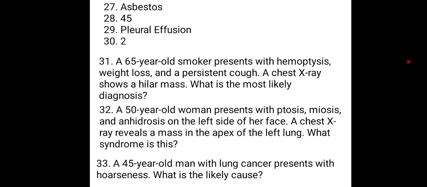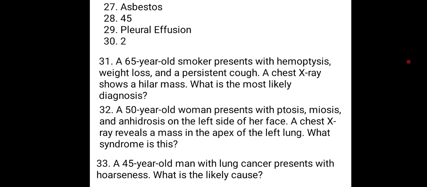31, now we're going to clinical questions. A 65-year-old smoker presents with hemoptysis, weight loss, and persistent cough. A chest X-ray shows a hilar mass. What is the most likely diagnosis? 32. You can pause the video and answer the question before we go to the main answer.